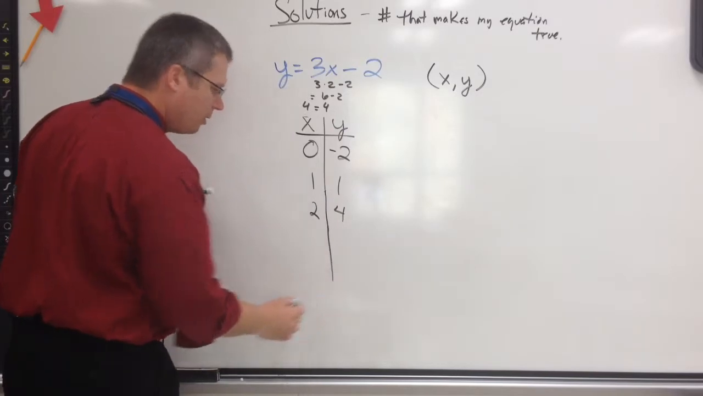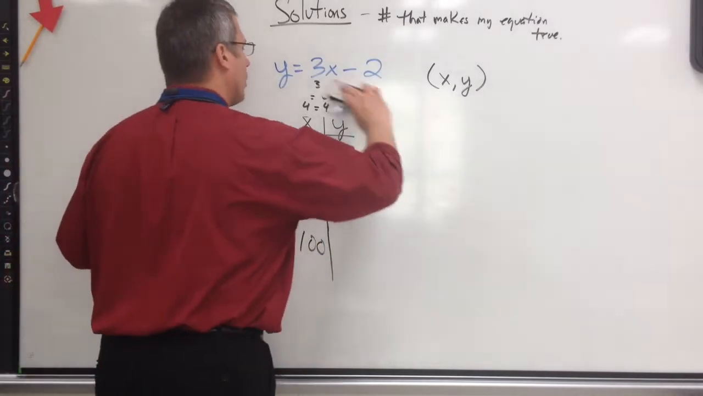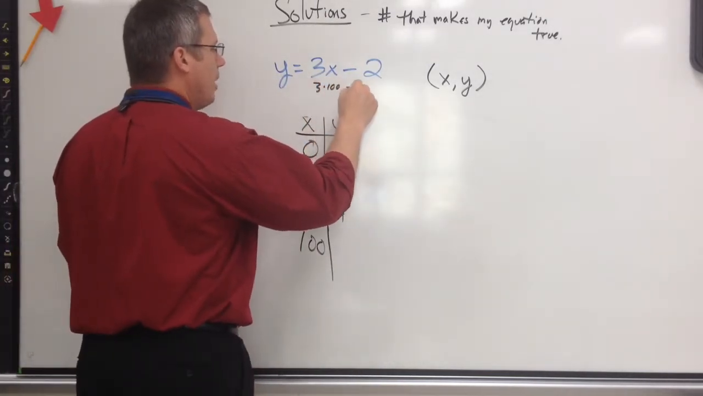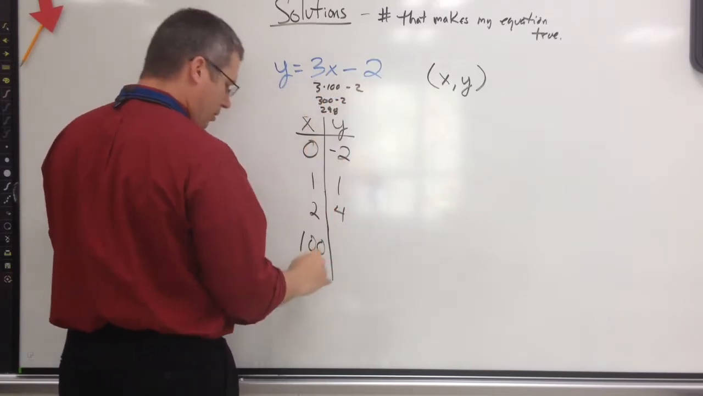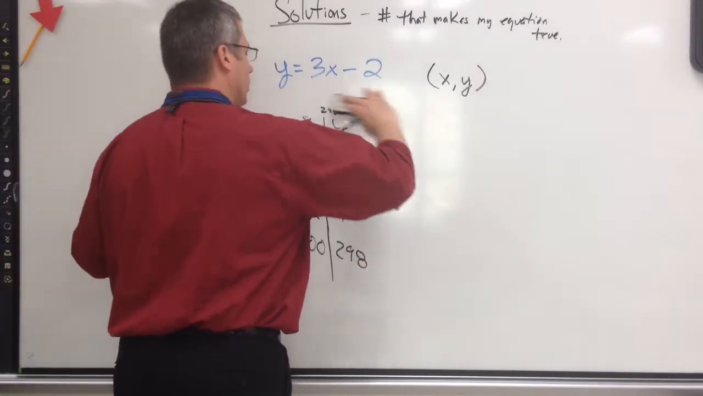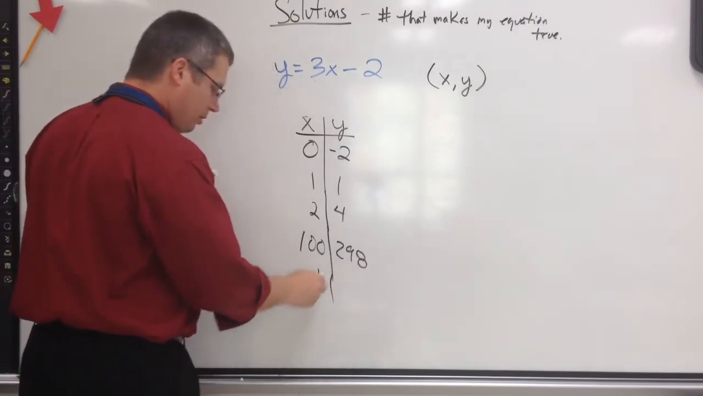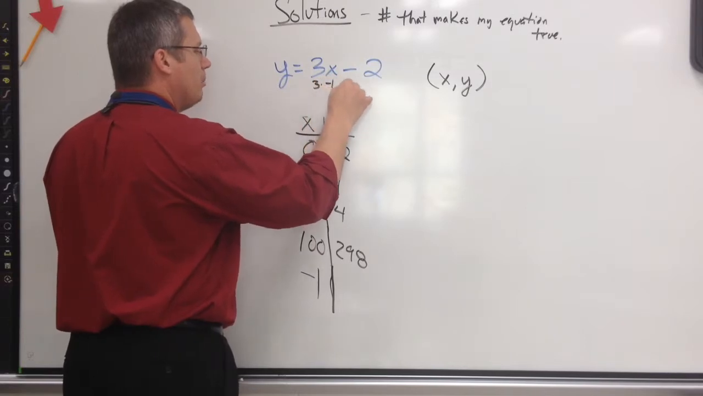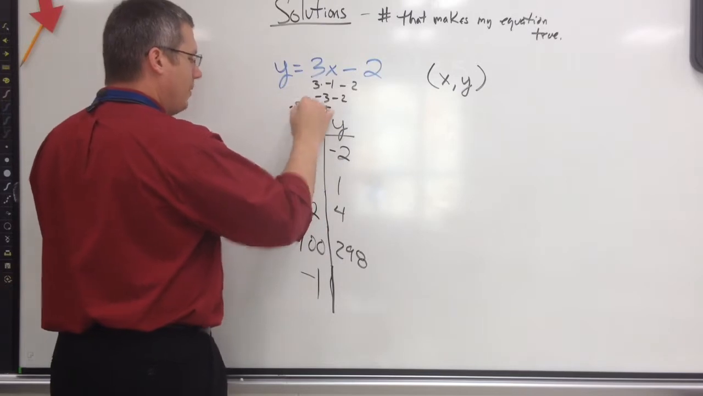What if I kept doing this? What if I picked 100? 3 times 100 minus 2. 300 minus 2. 298. Can this process keep going? What if I pick negative 1? 3 times negative 1 minus 2. Negative 3 minus 2. Negative 5 equals negative 5.